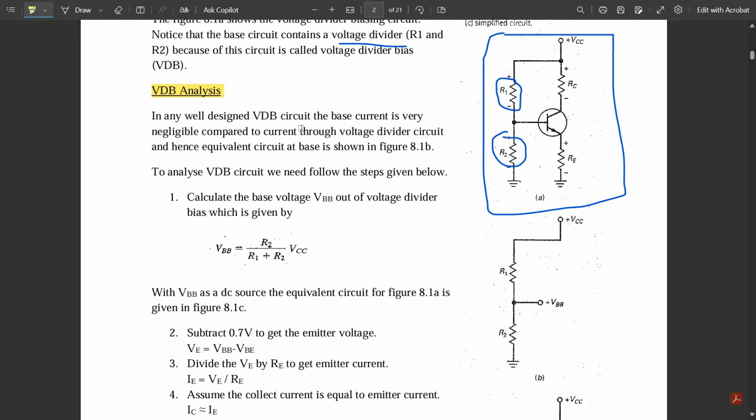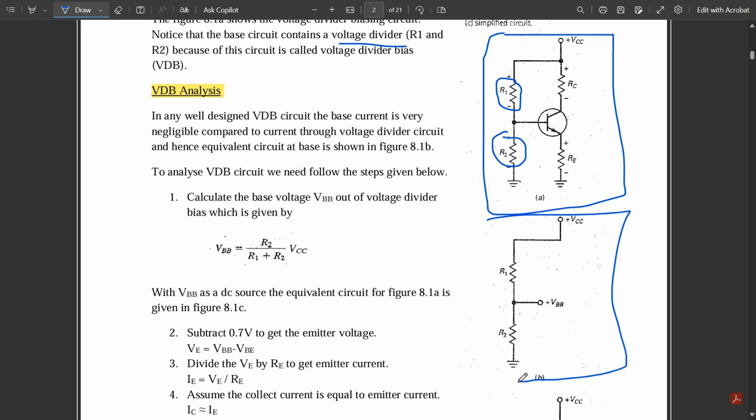In any well-designed VDB circuit, the base current is very negligible compared to the current through the voltage divider circuit, and hence the equivalent circuit at the base is shown in figure 8.1b. So this is the VDB circuit, the voltage divider bias circuit. For this we have an equivalent circuit, just to make clear how the voltages are getting divided. So this is that equivalent circuit.